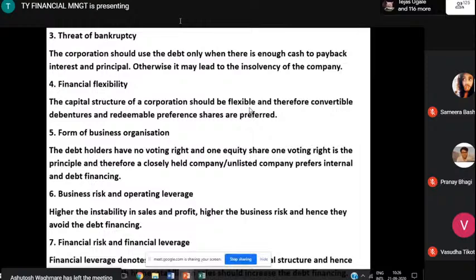Business risk and operating leverage. Now, some of you are not thorough with the word business risk. Don't get confused. I have put the answer in a simplified version. Higher the instability in sales and profit, this is the meaning of business risk. Instability means risk, oscillation, fluctuation, volatility, all mean the same. Higher the instability in sales and profit, higher the business risk.